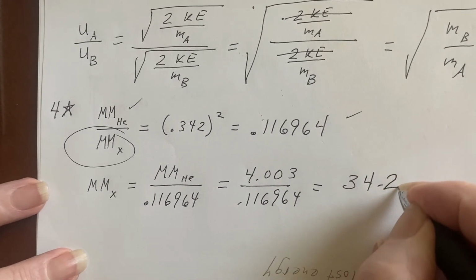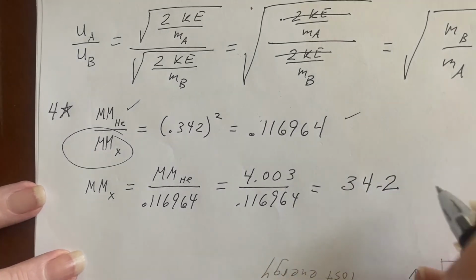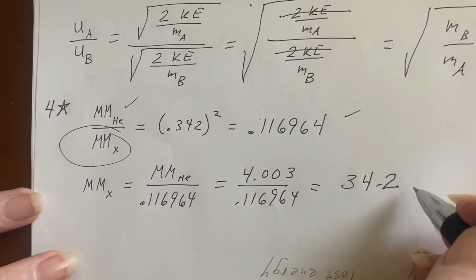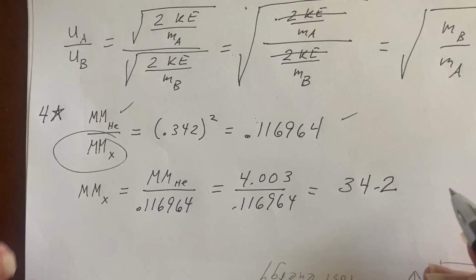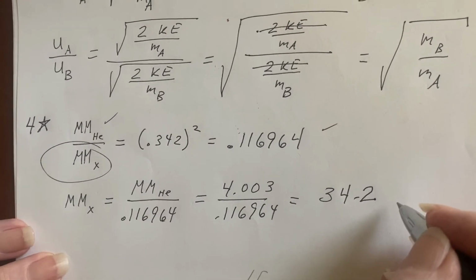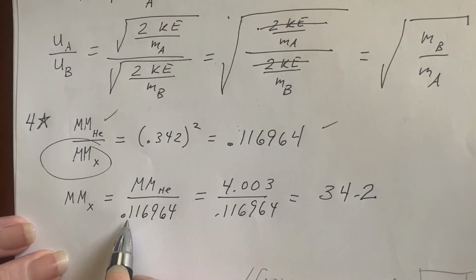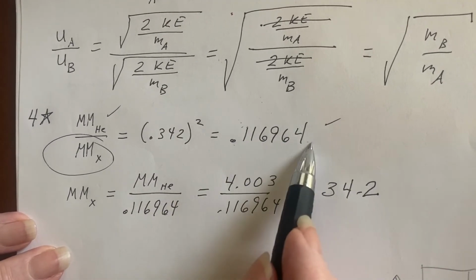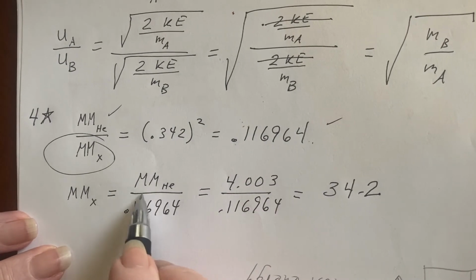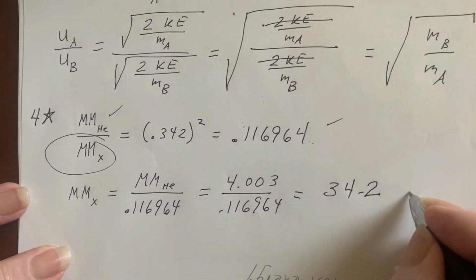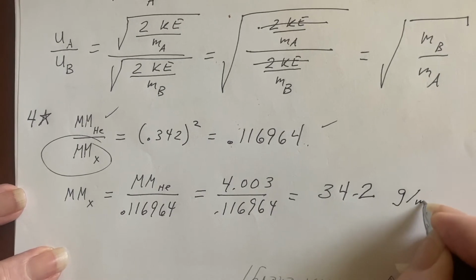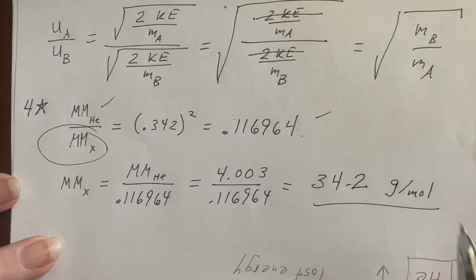34.2. And that's okay, because they didn't say anything about what is the gas. They just wanted to know what this was. Now, notice this was a pure number. This was in grams per mole. So this is also in grams per mole. And that's how we finish that.